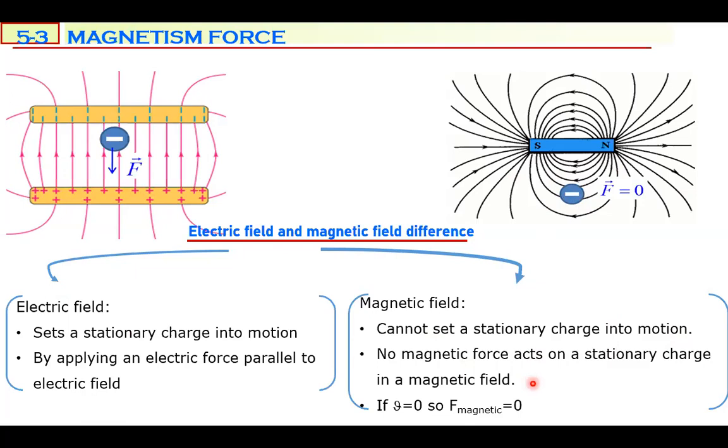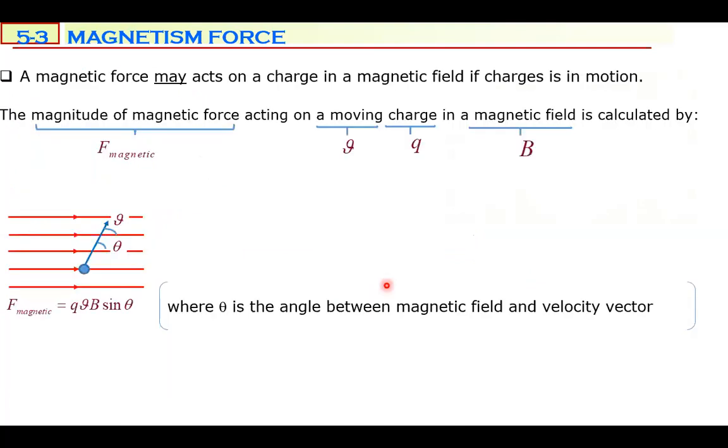So we will start with this. If a charge is located at rest inside a magnetic field, this charge will not start moving because there will be no magnetic force acting on this charge. When the velocity of the charge is zero, the magnetic force acting on the charge will be zero. But if you move a charge inside a magnetic field, then a magnetic force can act on the charge. So yes, a magnetic force may act on a charge in a magnetic field if the charge is in motion. We said may because there are some conditions too.